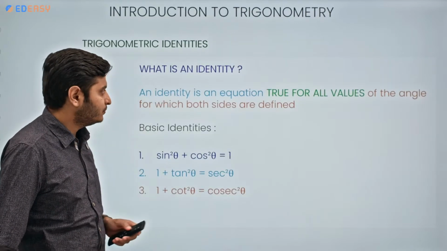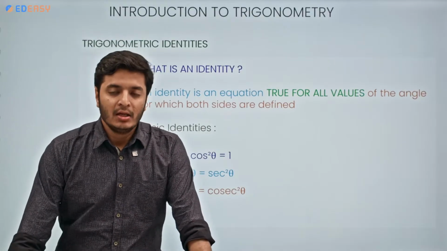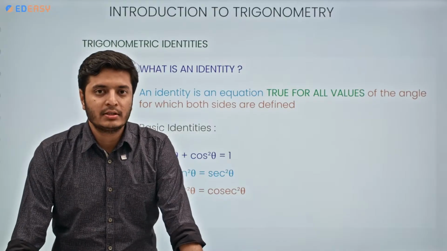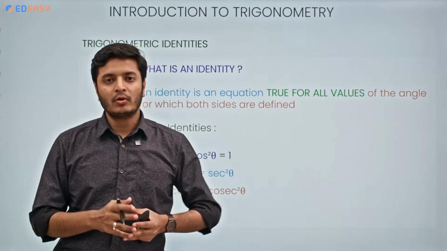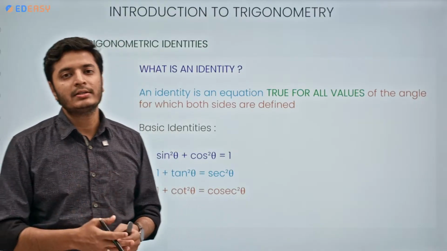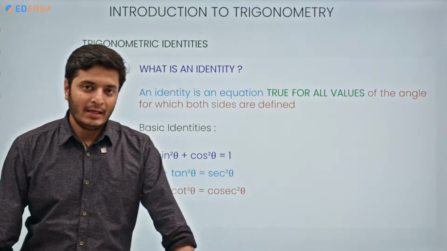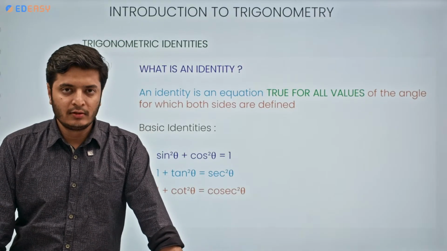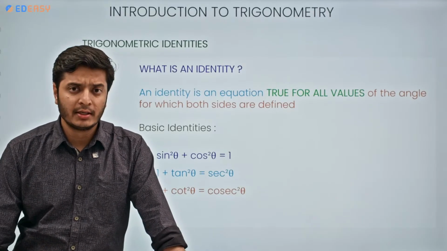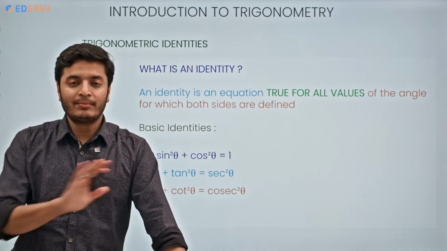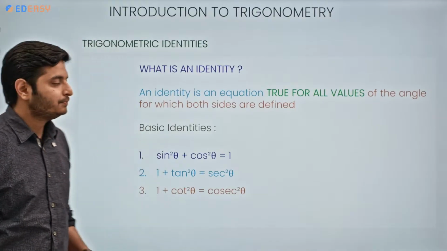Done. Now, identities. Identity, as I told you, is a very big part of this chapter, because using identities, we need to solve some problems. We are going to prove some things. So what are trigonometric identities? In case of algebraic identities, we know that a plus b whole square, a minus b whole square, like that, correct? And there are multiple algebraic identities that you know of.